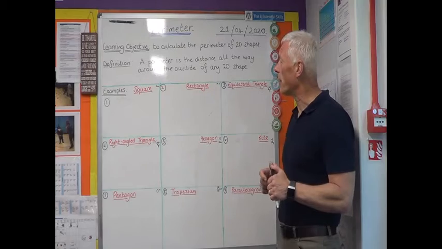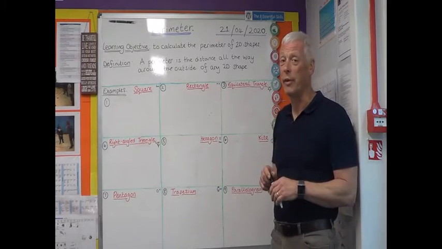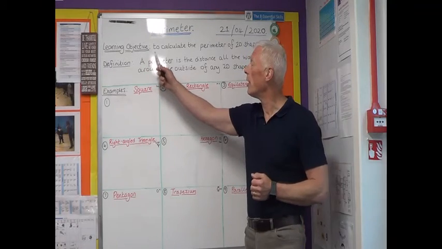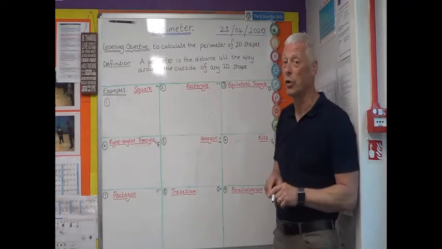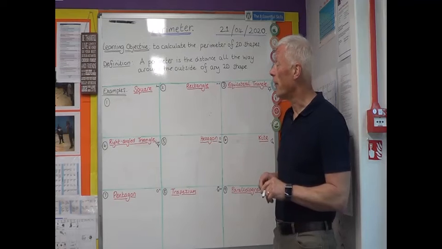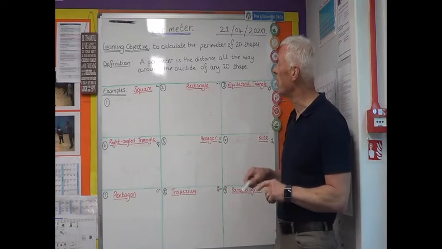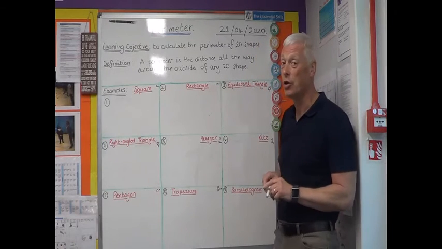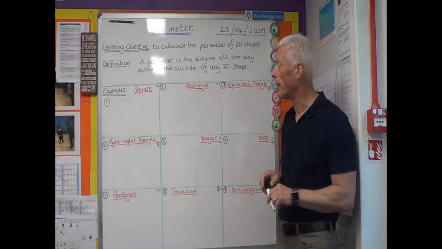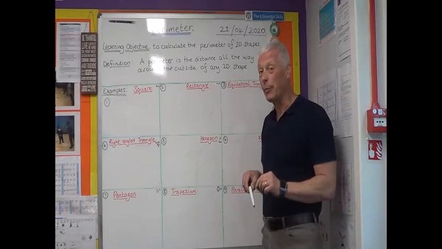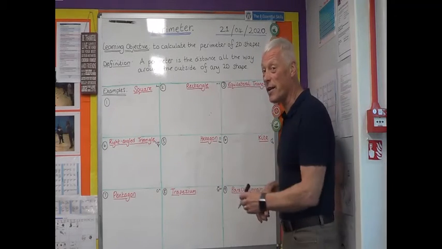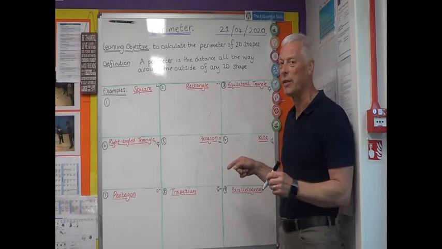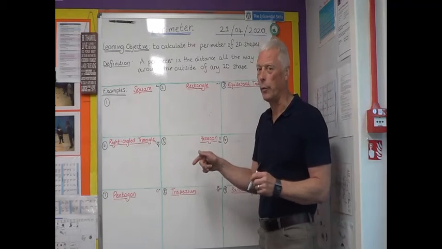To start with, we are going to do a lesson on perimeter. The learning objective, or your WALT, we are learning to, is to calculate the perimeter of 2D shapes. The definition of a perimeter is the distance all the way around the outside of any 2D shape. The examples that I'm going to give you, and there are 9 in total, we'll do together. See if you can beat me to the answer as I go through them.